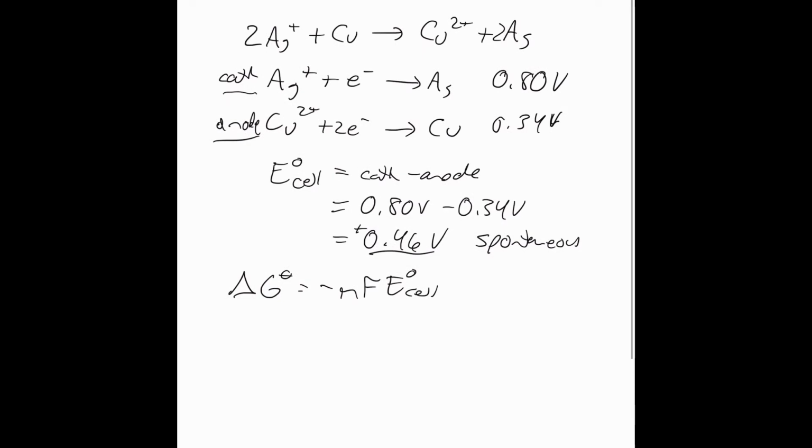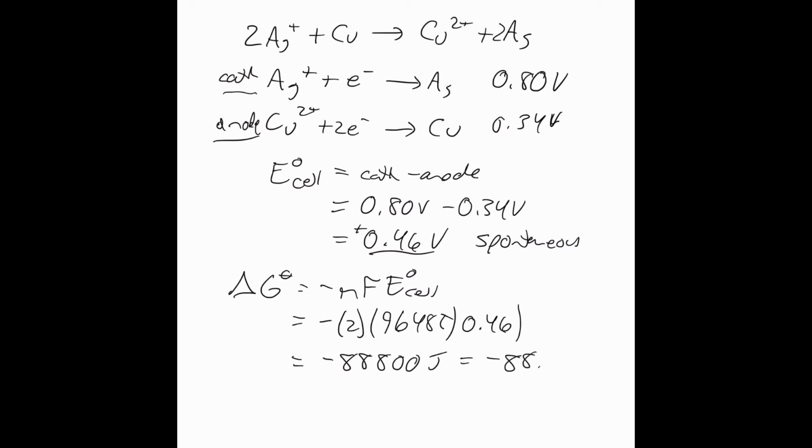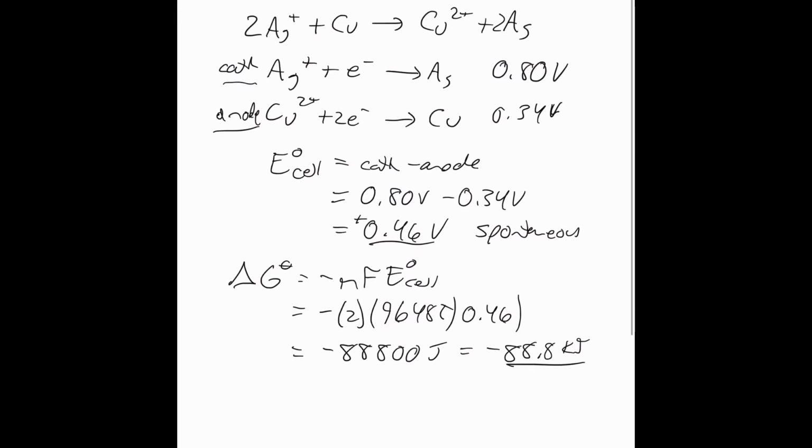So what's the number of moles of electrons in this case? Well, you'll notice we have 2 silver and 1 copper, but the copper loses 2 electrons, so we still have 2 moles, just like the example previously. Then the Faraday constant is 96,485, and then this is 0.46. If we multiply those together, we end up with negative 88,800 joules, or negative 88.8 kilojoules. So once again, a very large spontaneous number.